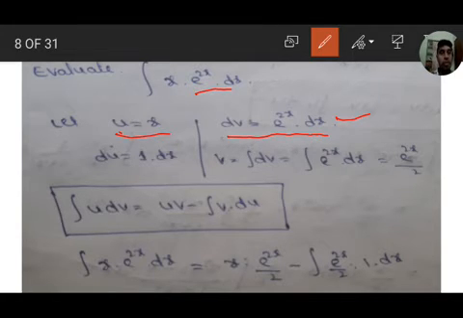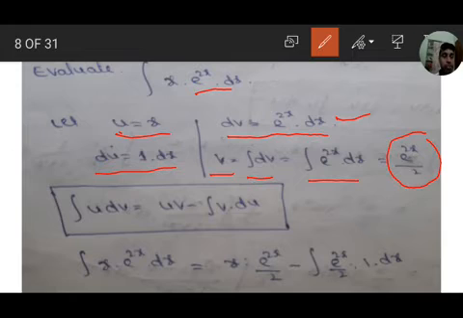So the derivative of u, that is du: x derivative is 1 into dx. du by dx equal to 1, that is du equal to 1 into dx. So integration of dv, that is v equal to integration of e to the power of 2x dx. Integration of e to the power of 2x is e to the power of 2x by 2.